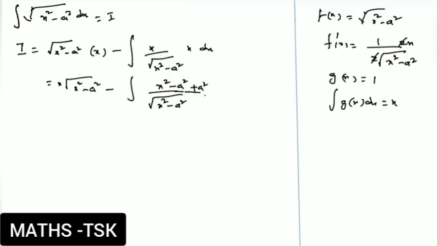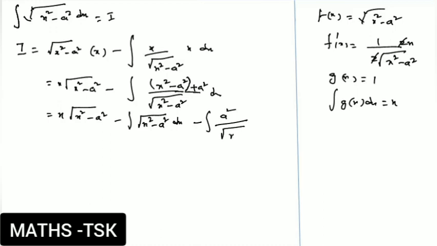Now the first two terms you split into two integrations. This is x into root of x square minus a square, then minus integration of a by root a, that is root of x square minus a square, which is nothing but I, and then minus of plus is minus integration of a square by root of x square minus a square into dx.